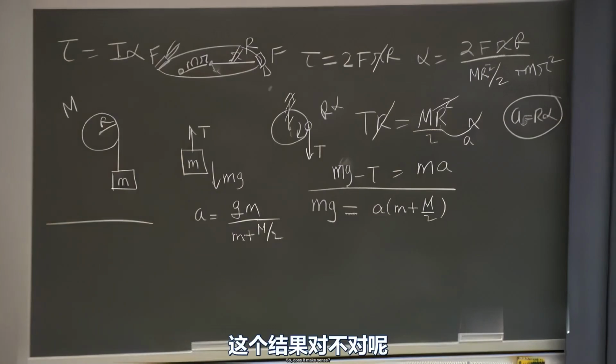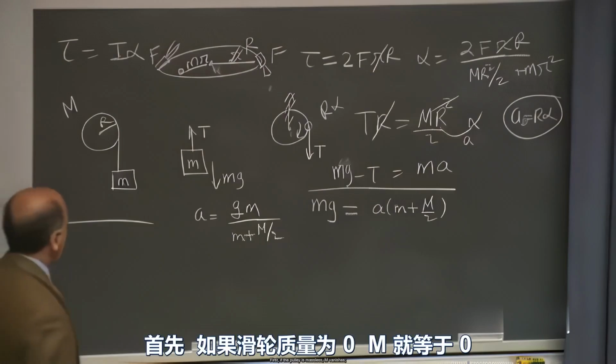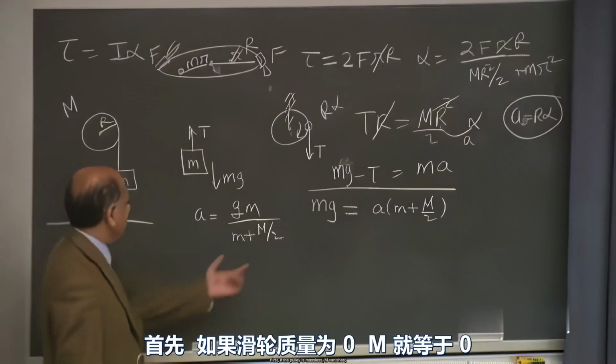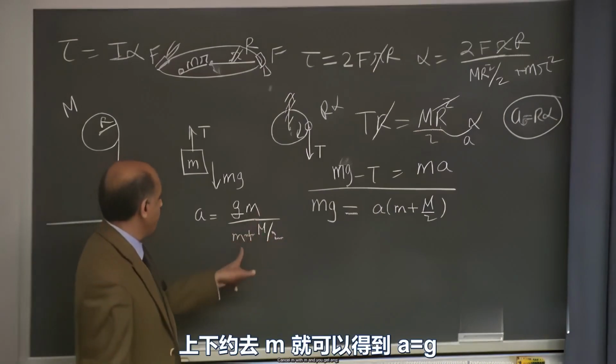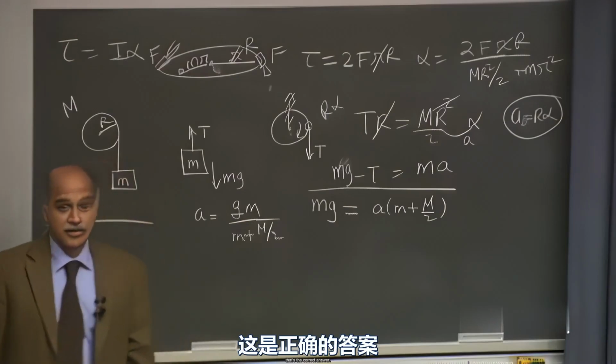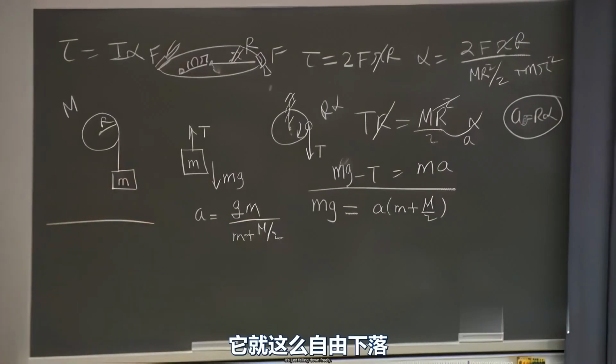So does it make sense? When you get a calculation like this, you can test it in many ways. First, if the pulley is massless, capital M vanishes. Forget it downstairs. Cancel little m with little m, and you get A equals g. That's the correct answer. It's just falling down freely.